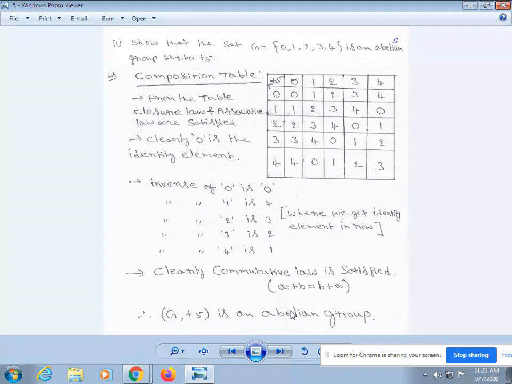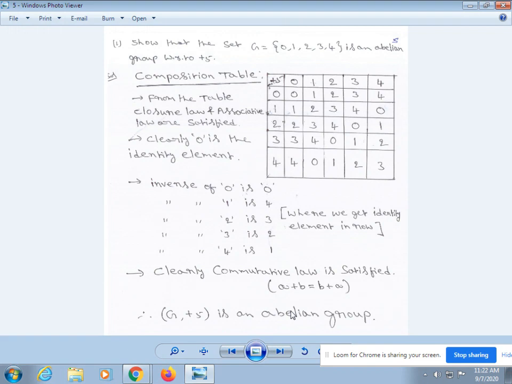Next, in the same way, last row, 4 plus 0 addition modulo 5 is nothing but 4. In the same way, 4 plus 1 is 5, then remainder is 0. 4 plus 2 is 6, which is greater than 5, then remainder is 1. In the same way, 4 plus 3 equals 7, addition modulo 5, remainder is 2. In the same way, 4 plus 4 equals 8, 8 minus 5 equals 3. This is the composition table.